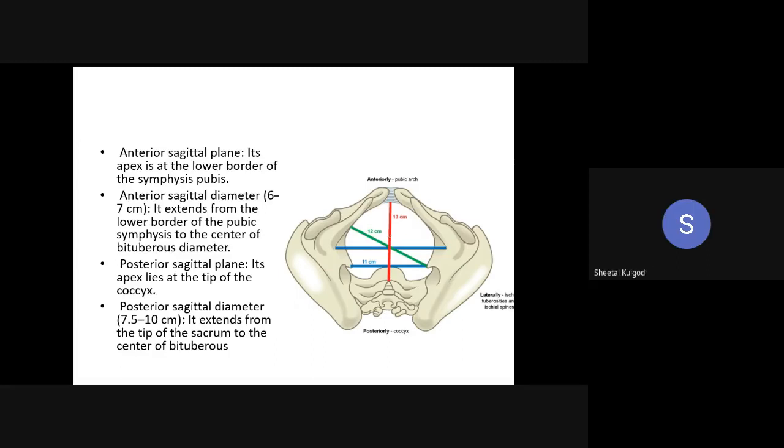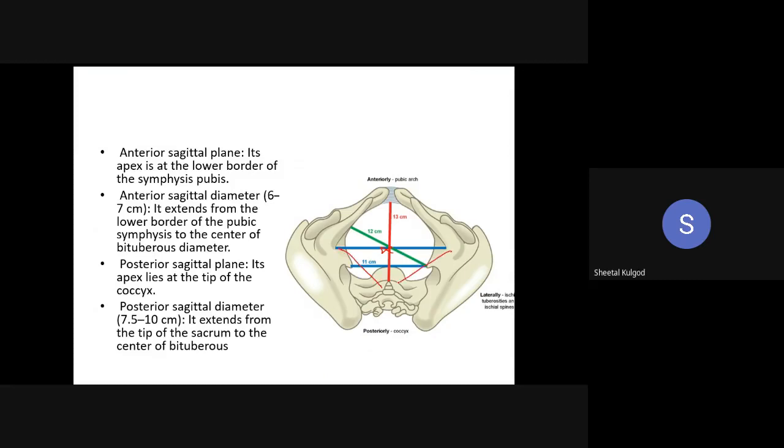Now, another thing you have to remember here in the outlet is we divide the anterior posterior diameter of the outlet into two parts at the point where the intertuberous diameter meets. So it is divided into the anterior sagittal diameter and the posterior sagittal diameter. The anterior sagittal diameter will be about 6 to 7 centimeters, and the posterior will be about 4 to 5 centimeters.